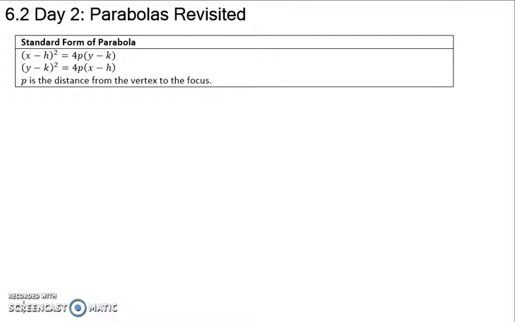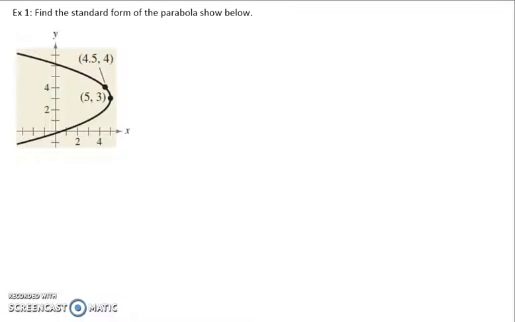Now we saw in class the other day an example similar to what we're going to look at here, but we're going to use these ideas to come up with the equation of a parabola given certain features of the parabola. So if we look at example 1, find the standard form of the parabola shown below. The first thing we want to look at is we're opening to the left. That tells us a couple things. That tells us that our form is going to be y minus k squared equals 4p times x minus h.